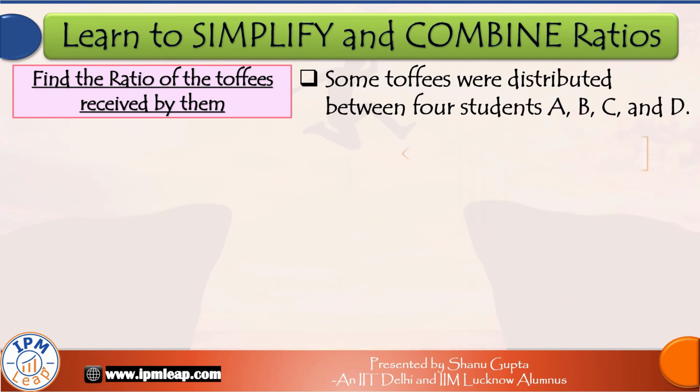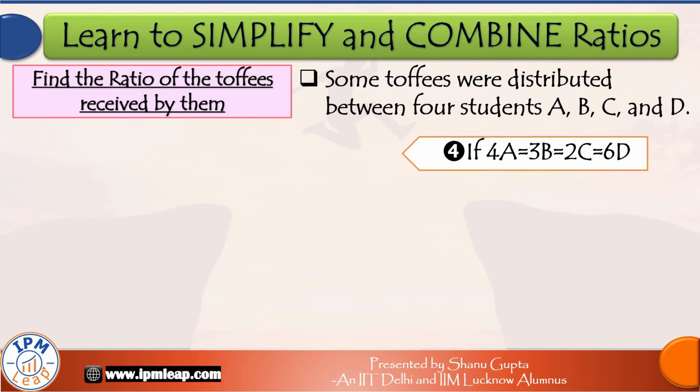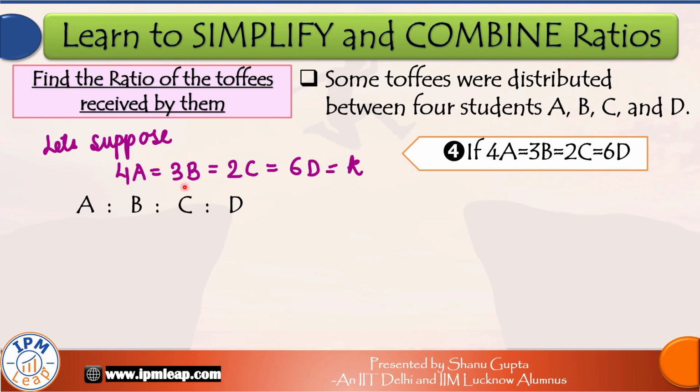And finally, if the toffees were to be distributed such that 4 times the toffees received by A is equal to 3 times the number of toffees received by B is equal to 2 times the number of toffees received by C is equal to 6 times the number of toffees received by D, which is what this equation means. How do we find the combined ratio? Well, in such questions where I spot more than one equal to sign, there is one simple step I always do. I take everything equal to an arbitrary variable, say k.